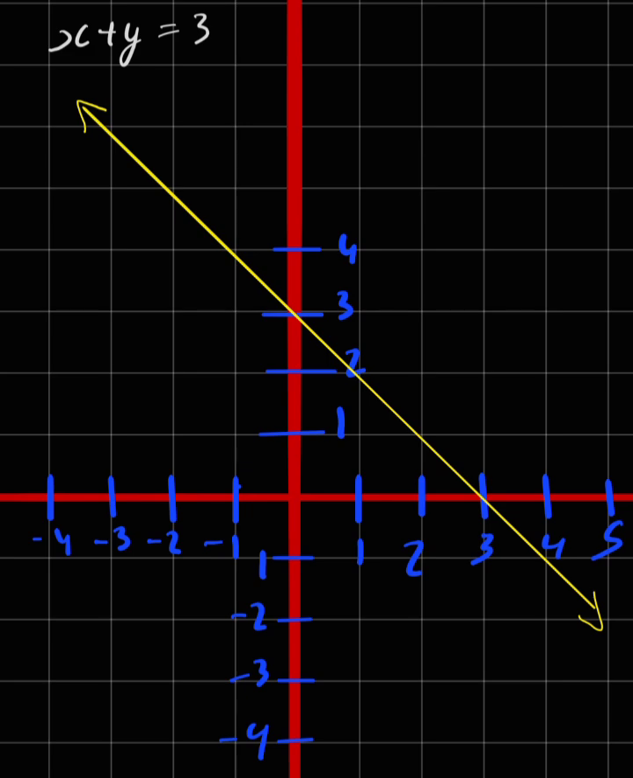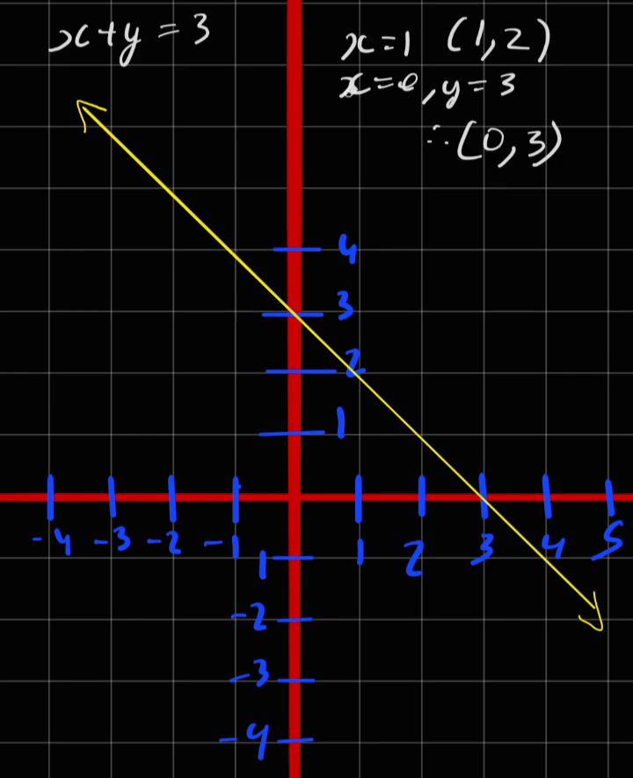To plot this graph we will first input various x values and get various y values. I know it sounds very difficult right now, but we will see it. Let's say x is equal to 1. If x is equal to 1, 1 plus y is equal to 3, therefore y is equal to 2. Therefore we have obtained one coordinate, 1 comma 2. Next, let's say x was 0. If x was 0, y will be equal to 3. Therefore we have obtained another coordinate, 0 comma 3.